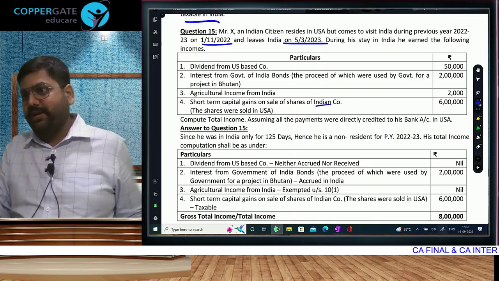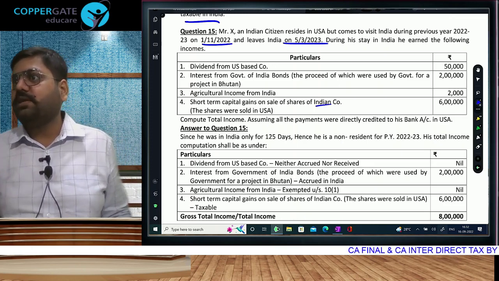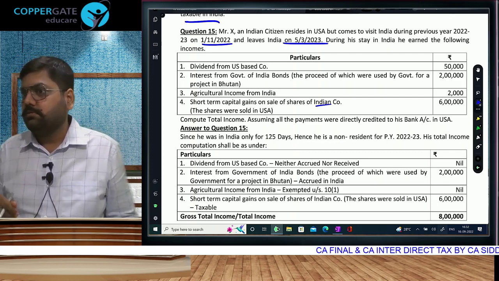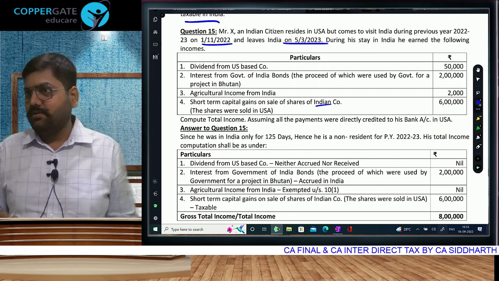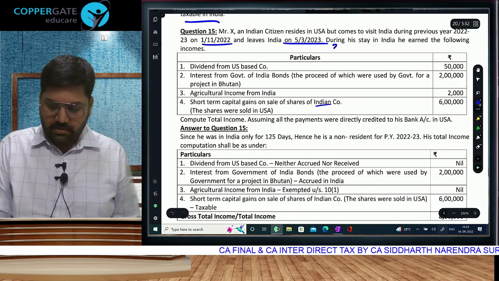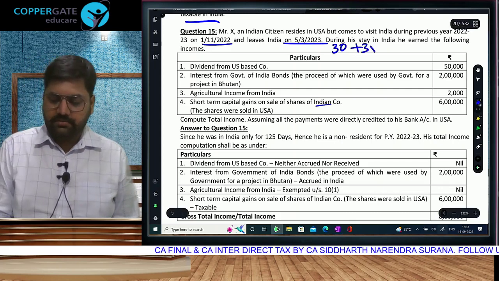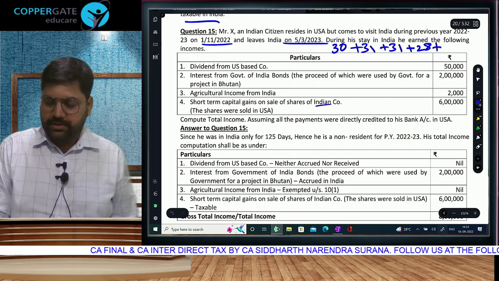Dividend from a US company, for example: if he is resident, it will be included, but if he is non-resident, then it won't be included, no? We will have to first determine that. When did he come to India? 1st November. 30 days of November? Yes. December 31? Yes. Jan 31? Yes. Feb? 28. March? 5.